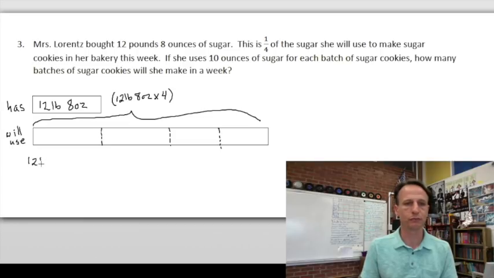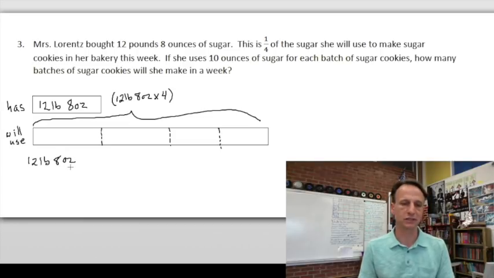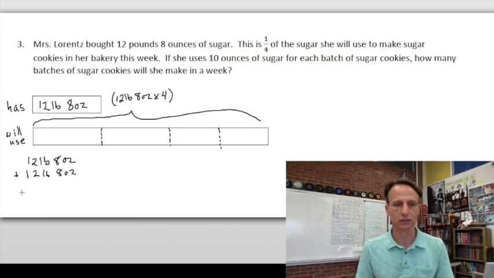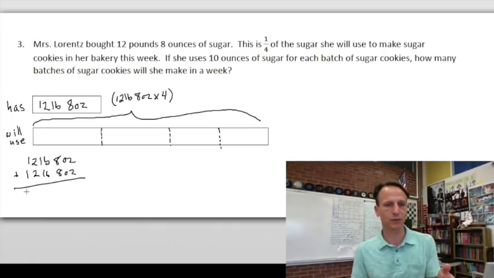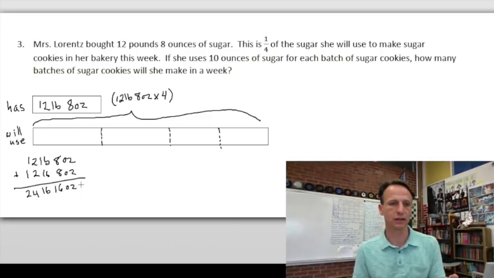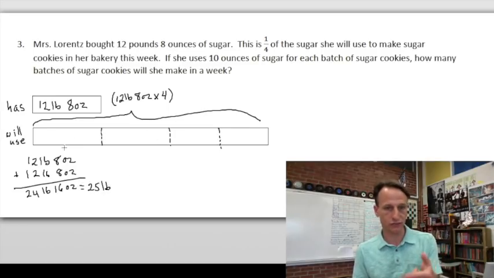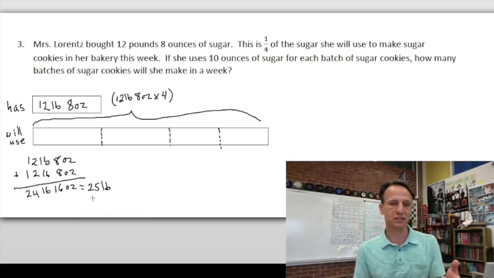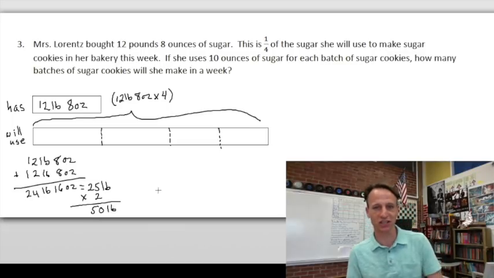So watch that. If you do 12 pounds, 8 ounces, and we could say times 2, or we could just add it to itself to make it even a little clearer. All right, so now that's 24 pounds, 16 ounces, but as we already noted, 16 ounces is another pound, so it's 25 pounds. So that accounts for 2 of them. And now for the other 2 sections, we just need to multiply that by 2. So 25 times 2. Well, how much is 2 quarters? 50. So she's got 50 pounds of sugar.